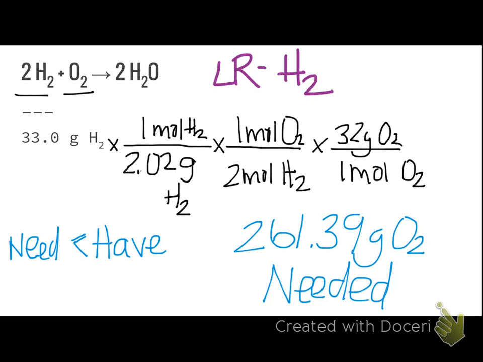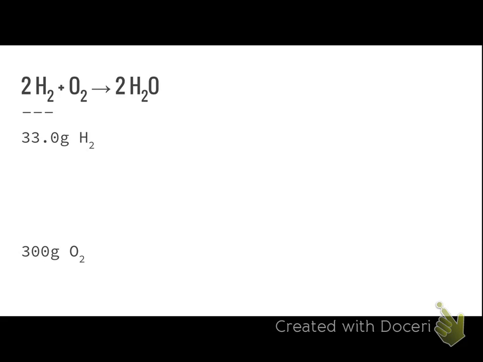Now, from here, we need to go from grams of hydrogen to grams of water because we're using our limiting reactant to determine how much product we are going to make. I'm going to show you how doing this step first could give you one less calculation to do. So we're going to go with our 33 grams of hydrogen. We're going from grams of hydrogen to grams of water. So that's your 2.02.